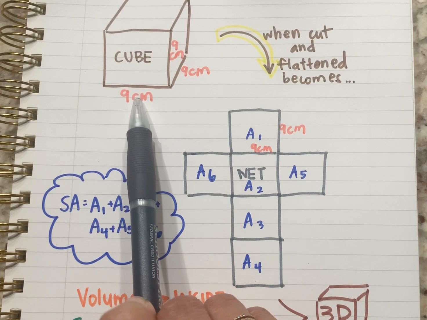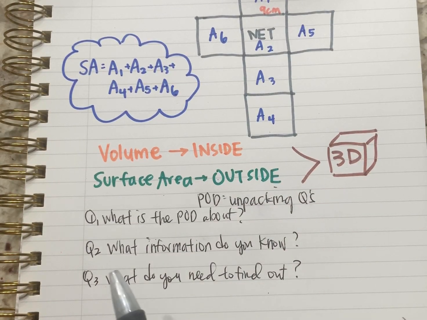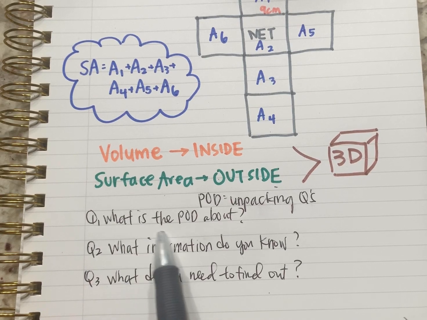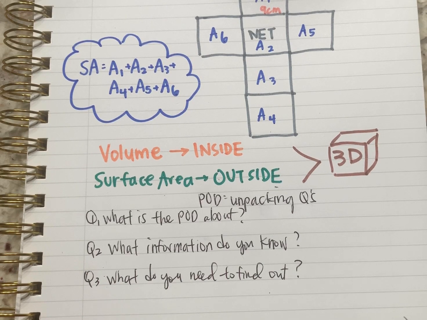Okay, the second part of this assignment is actually going to be your POD. Here I have our POD unpacking questions. Question 1, what is the POD about? Question 2, what information do you know? And question 3, what do you need to find out? And because I know, again, you miss hearing my voice, I am going to read you the POD. And as a reminder from last time, you do not have to pause or rewind to write down the POD, because I will have this POD written in Schoology.